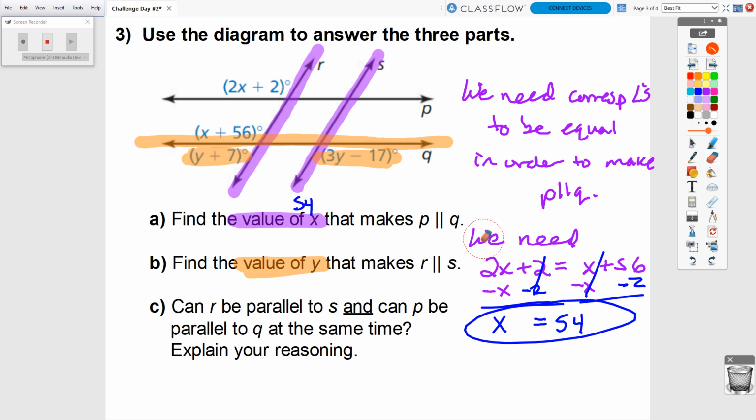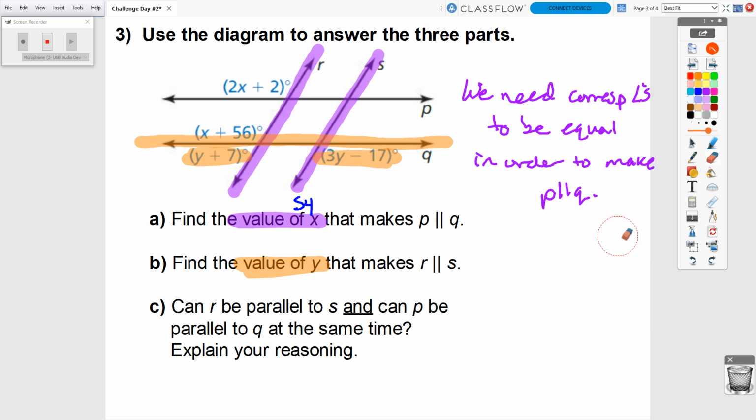All right, so now let me clear off my x work here. Hopefully you guys were done with that, right? You didn't need that anymore. And let me clear off some of those reasons there. So now we've got to realize, well, what type of angles are the y's here? And they are same side exterior angles. And so if I recognize what type of angles they are, what do we need those types of angles to be mathematically? We don't need them to be equal, we need them to be supplementary in order to make, this time, R parallel to S.